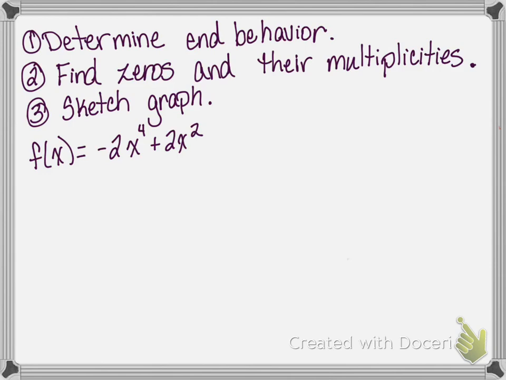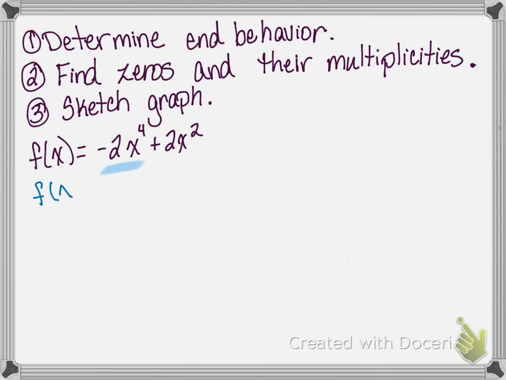Okay? I have f of x equals negative 2x to the fourth plus 2x squared. The first thing that I want to do is determine the end behavior. To determine the end behavior, the only thing I look at is the leading coefficient. Negative 2x to the fourth is my leading coefficient because it is the highest exponent, not because I come to it first.